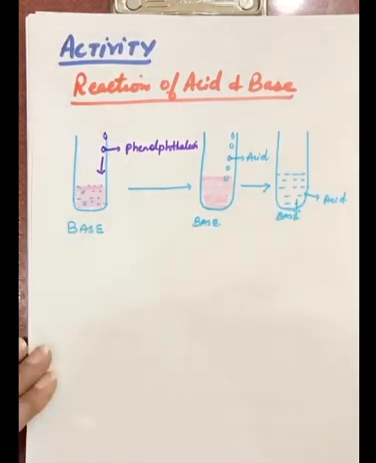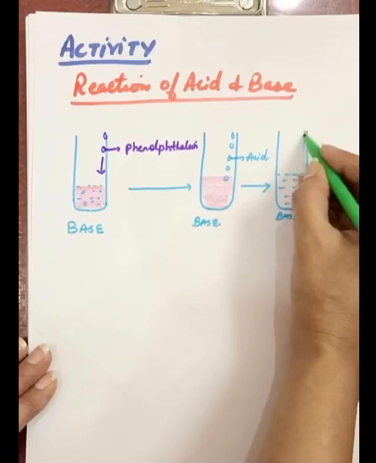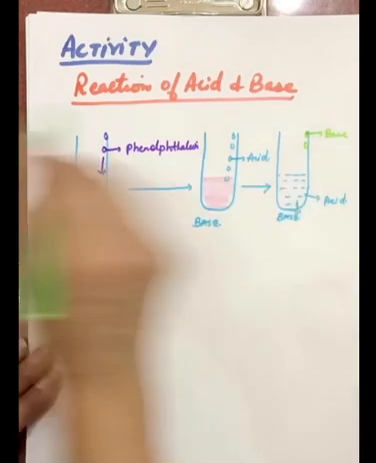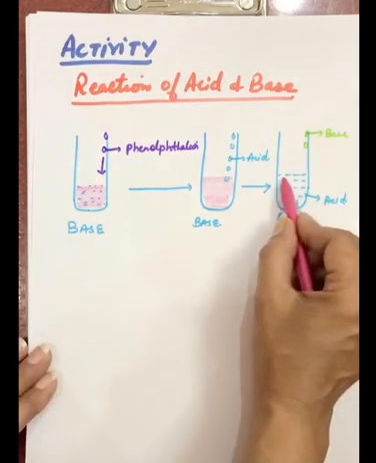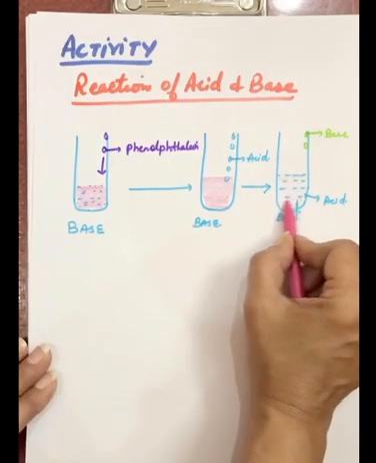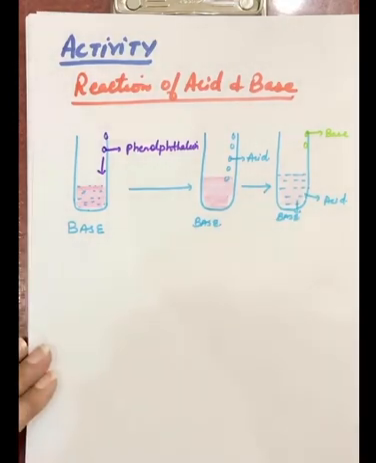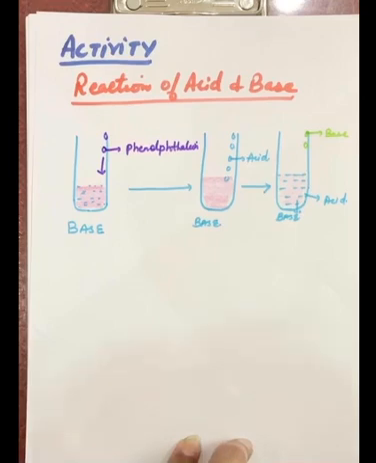And now what we'll do is, after this we will add a few drops of base into this, just 1 or 2 drops of base into this. When we add, again what we'll find, that this becomes pink in color. Now this activity tells us when the solution is acidic, when it is basic, and when it will neutralize.